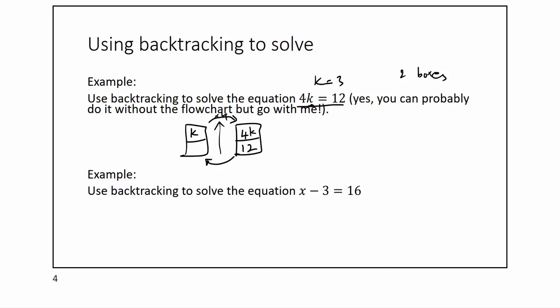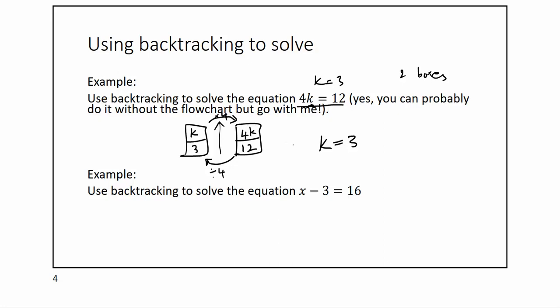So see how this is times 4? All we're going to do is put divide 4 there. Now let's do that. 12 divided by 4 equals 3. So now we've got the solution here. Okay, so now we can write down k equals 3.